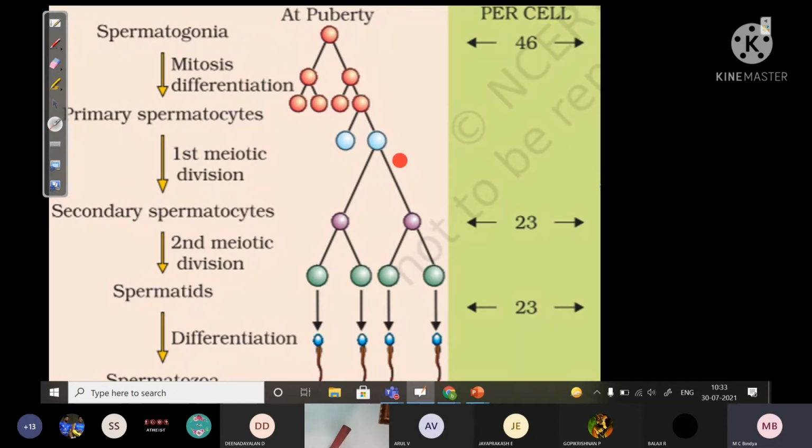Now, looking at the type of division, primary spermatocyte undergoes first meiosis, producing secondary spermatocyte. You can see the division is an equal type of division. Sizes are the same.